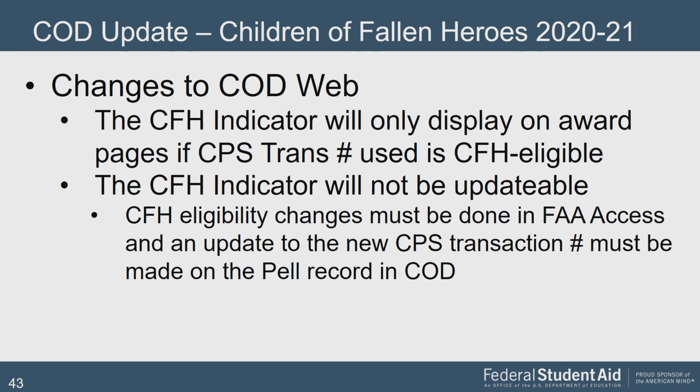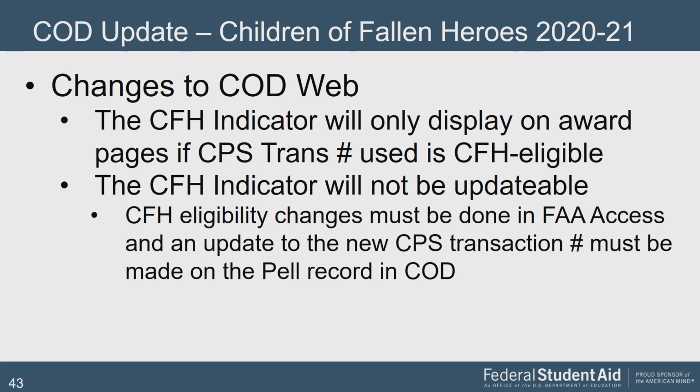If you happen to be on the COD web, this CFH indicator will not display unless the Pell Award is successfully linked to the CPS transaction that carries the certification from FAA Access. And if you do see it now for 2021 and forward, it is not updatable. It's just there for your information, because if you need to change the certification, you need to go back to FAA Access. It will give us a new CPS transaction, and you need to link to that new CPS transaction. So it's just there kind of as an FYI.